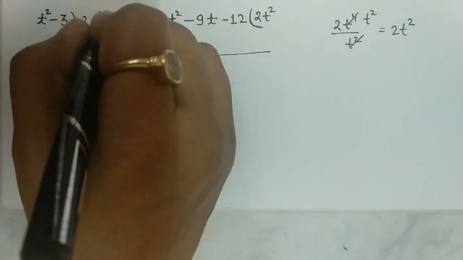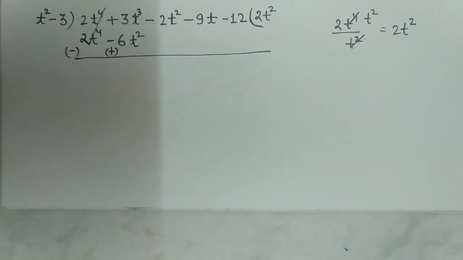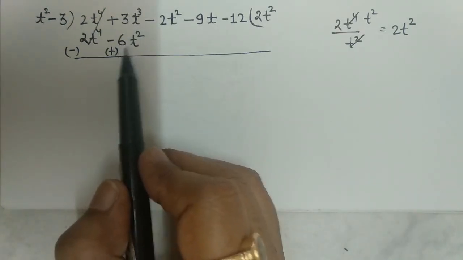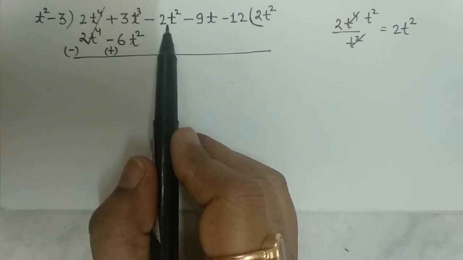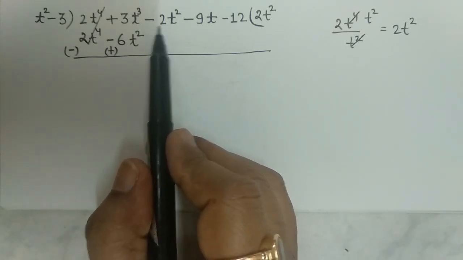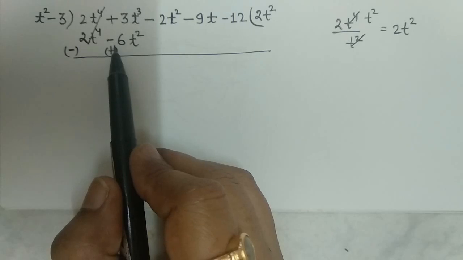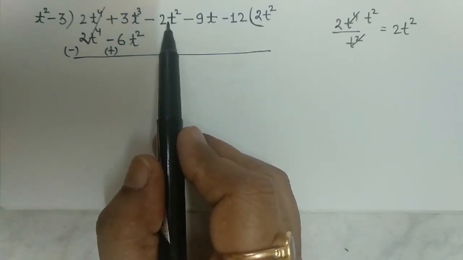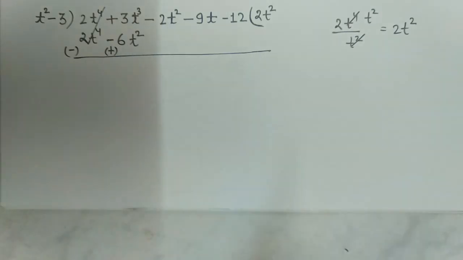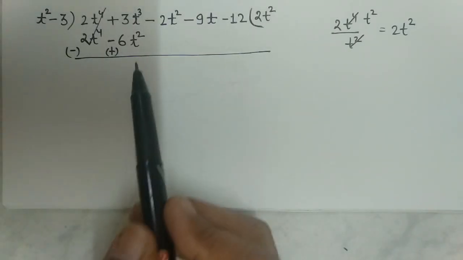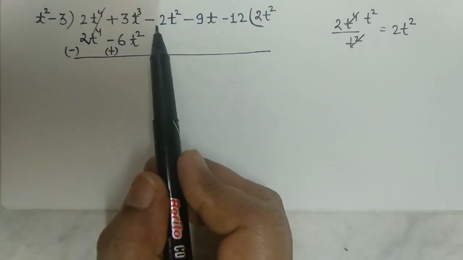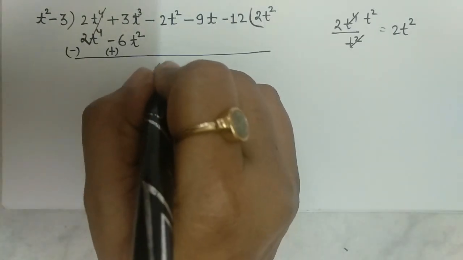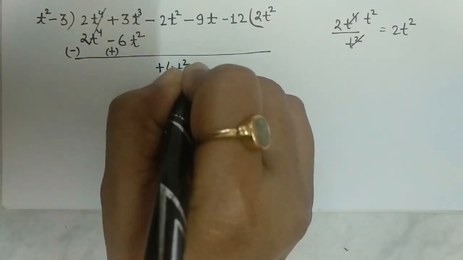Okay, so this will cancel out: 2t to the power 4 minus 2t to the power 4. Now this is plus 6t square and this is minus 2t square. Okay. Basically this term should be written just below this term, minus 2t square. But I have written here. No problem, no issue. Divide accordingly. So this is minus 2t square and this is plus 6t square. So you will get plus 4t square.